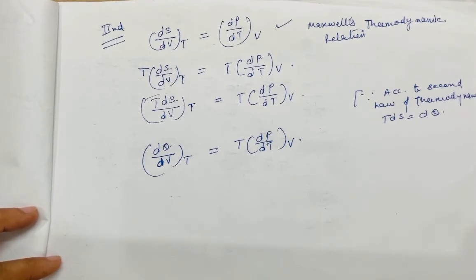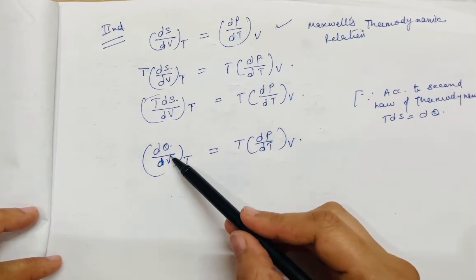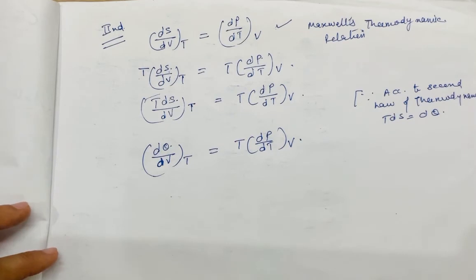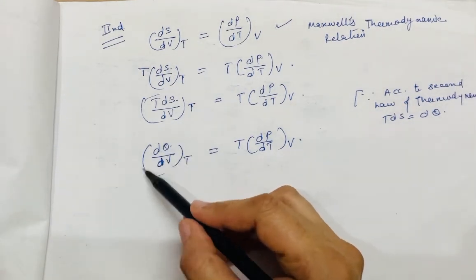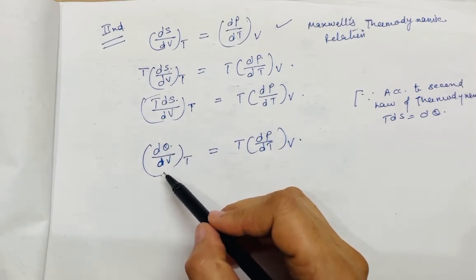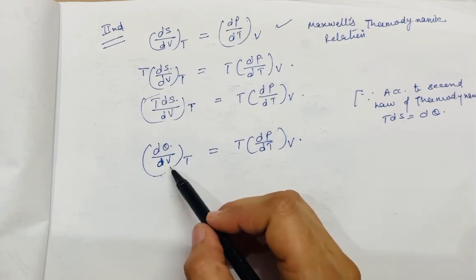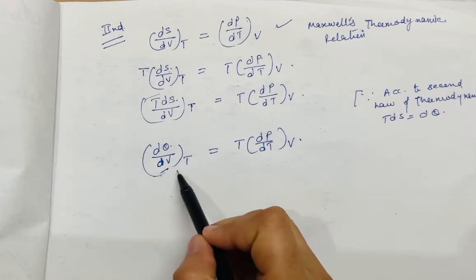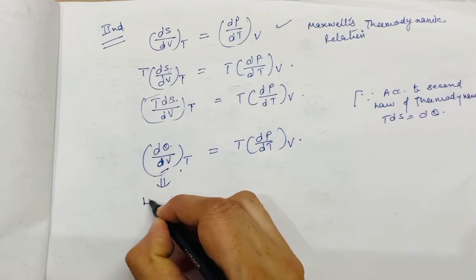Now if we want to change the phase of a substance, for example, this dQ by dV gives the amount of heat absorbed or rejected per unit change in volume of that substance at constant temperature. And this is sometimes also called latent heat.